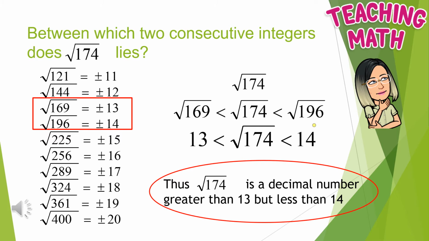Between which two consecutive integers does square root of 174 lie? Look at the example below. So we have square root of 174 lies between square root of 169 and the square root of 196. What is the square root of 169? The answer is 13. What is the square root of 196? The answer is 14. So square root of 174 lies between 13 and 14. Thus, square root of 174 is a decimal number greater than 13 but less than 14.